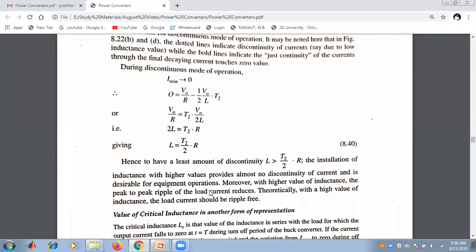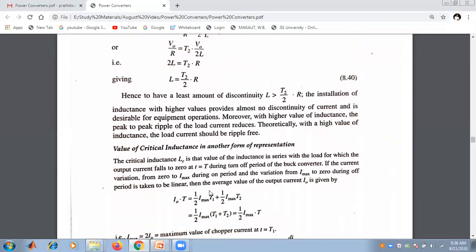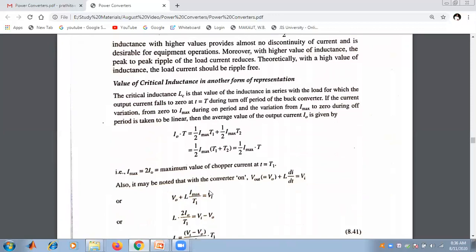Moreover, with a higher value of inductance, the peak-to-peak ripple of the load current is reduced. Theoretically, with a high value of inductance, the load current should be ripple free. So we will now discuss the value of critical inductance in another form of representation.